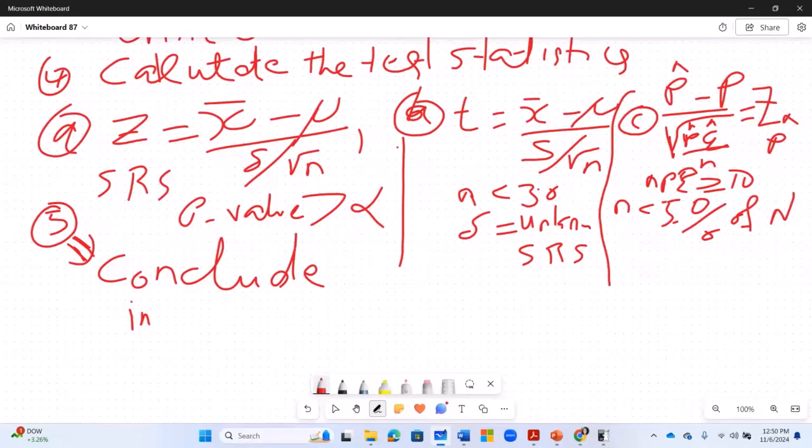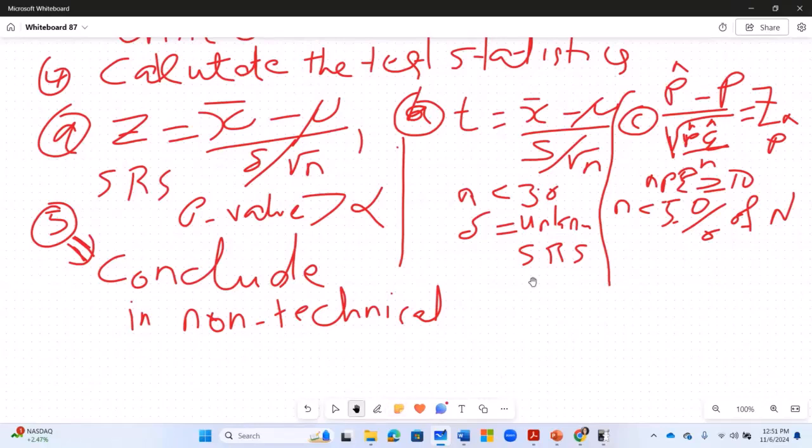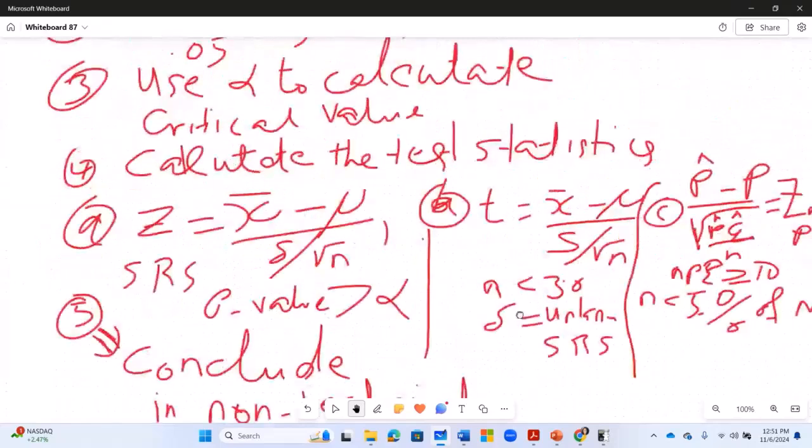Don't use null hypothesis, alternative hypothesis, and others. In non-technical terms, just tell them whether the status quo is still working or the status quo is not working. We're going to see more. This is just an introduction. These are the 5 steps in hypothesis testing.